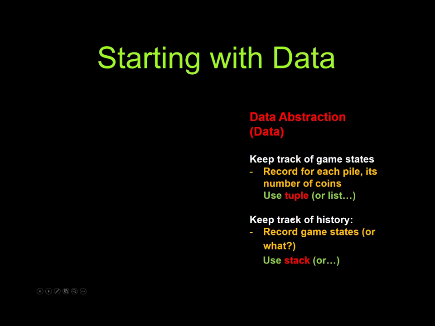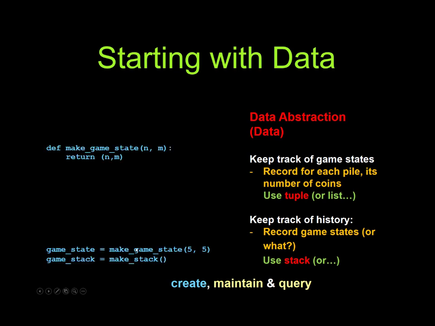With the data decided, we need to create the data and to maintain the data. Here are the codes. Define make game state with input n and m is to return a tuple n, m to keep track of the number of coins in pile 1 and the number of coins in pile 2. So the game state is make game state, so there are 5 coins in the first pile and 5 coins in the second pile. We also need to keep the history, so we have game stack equal to make stack, which is a system function. So this is to create the tuple, this is to create the stack.